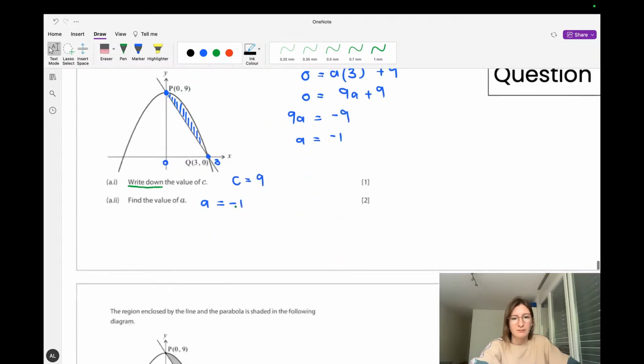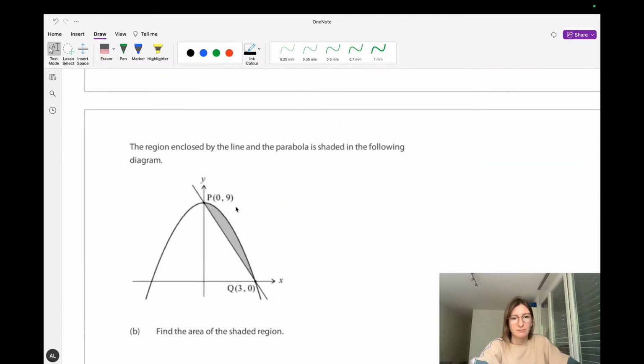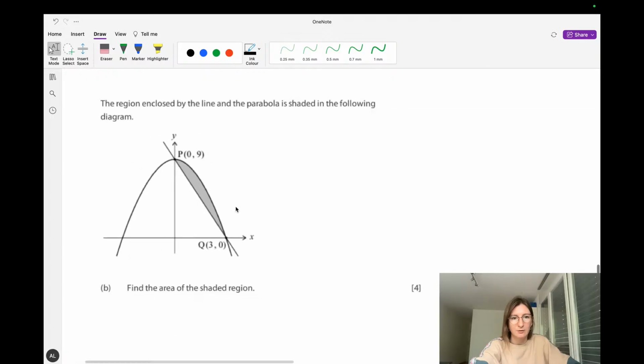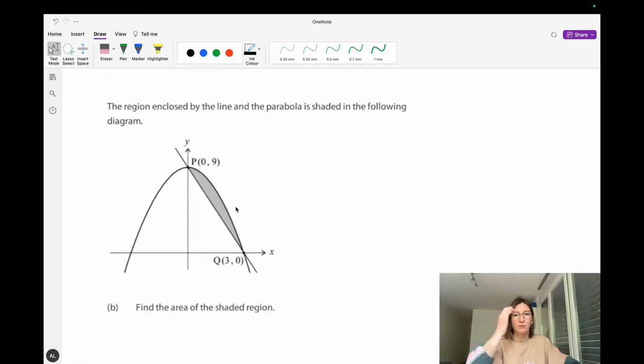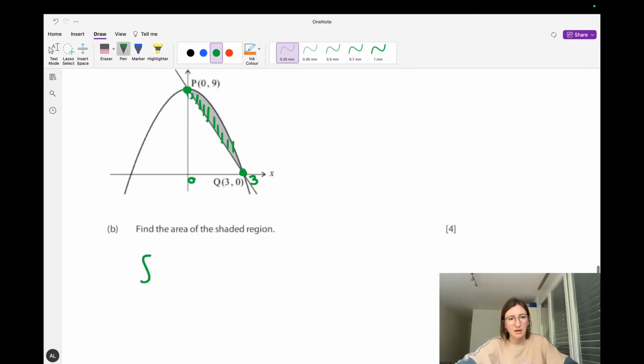Now let's see, what's the next question? Surprise, surprise, an area between the curves question. So we need to find the area of the shaded region. We need to find this here. So we need to set up an integral. We've already got our intersection points from 0 to 3. That's given in the question there. That's coordinate 3. So that's nice. So we can set up from 0 to 3.